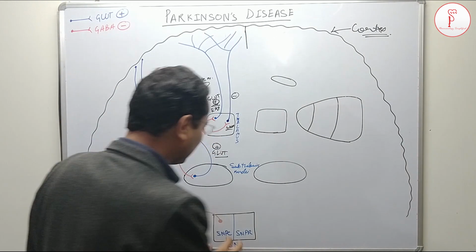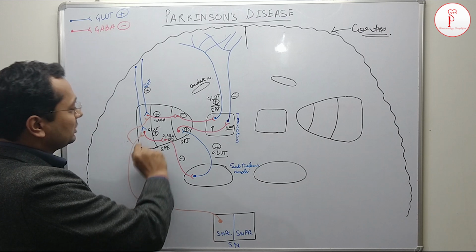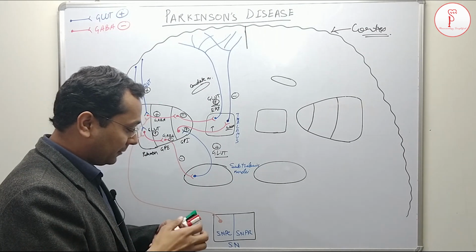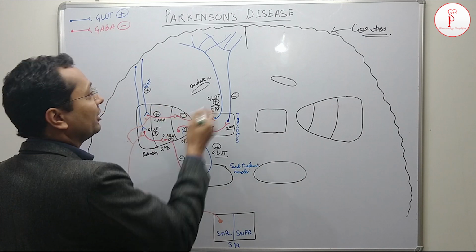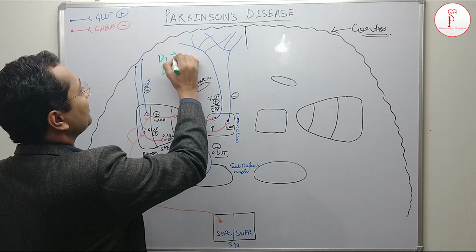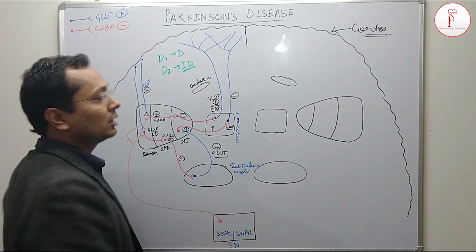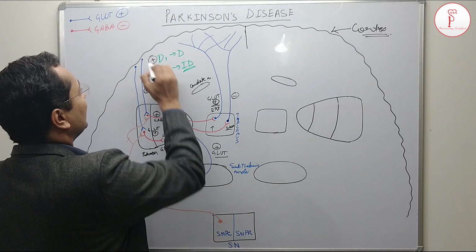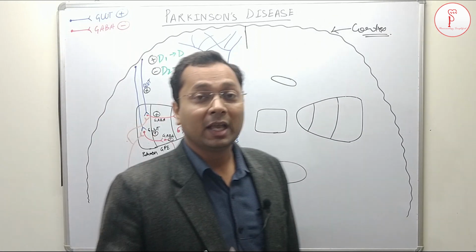So this is the substantia nigra pars compacta. It goes and synapses with the neurons of both the direct and the indirect pathway. The interesting thing here is that we have two different types of dopaminergic receptor, D1 and D2. D1 receptors are present in the direct pathway and D2 receptors are present on the neurons of the indirect pathway, right? And one important thing I have to tell you is that D1 is stimulatory and D2 is inhibitory in nature.